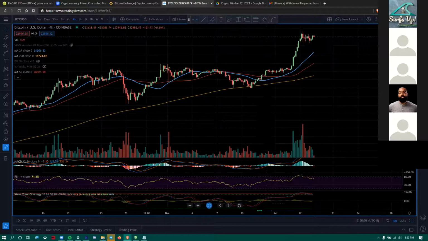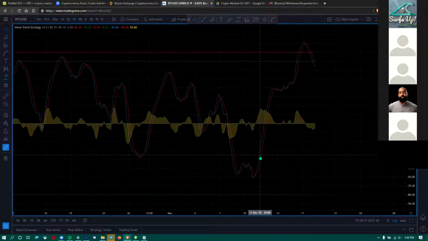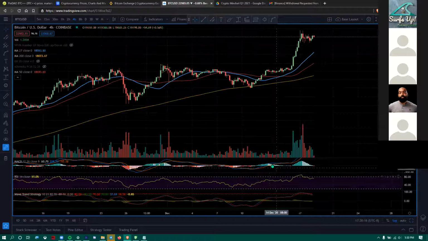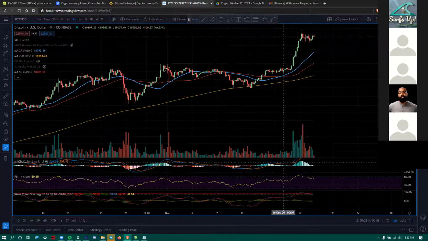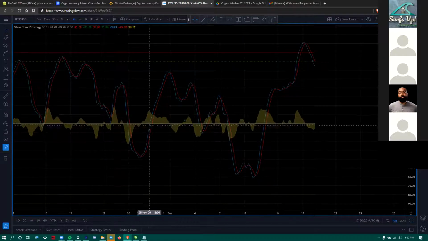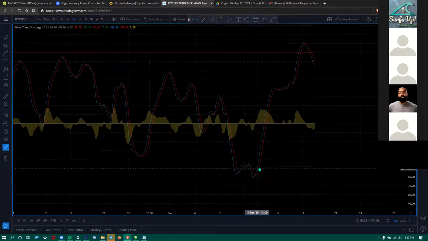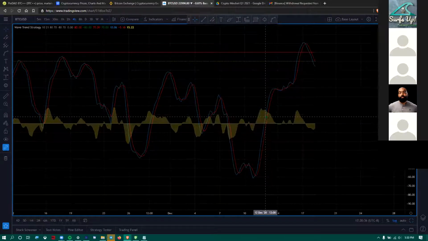And for the signal lines, I look more at the wave trend. So I look more at these lines on the wave trend. But as far as the histogram is concerned, which is this right here, these red and blue lines, this histogram just is not nearly as accurate to me because these lines are so much tighter. This histogram is a representation of what's going on between these two lines.